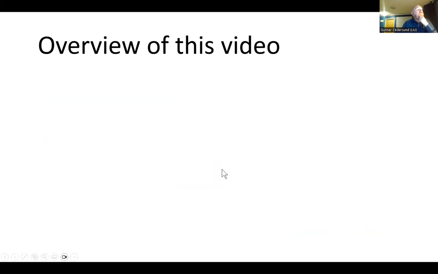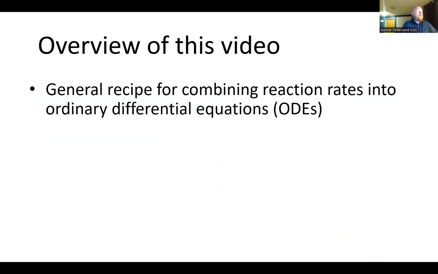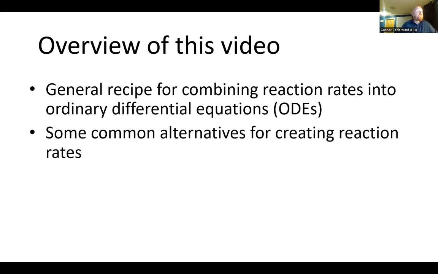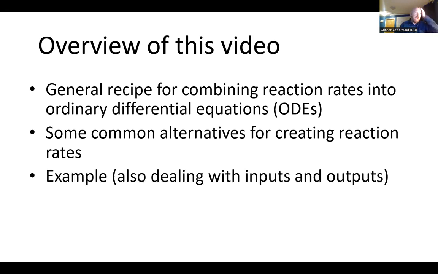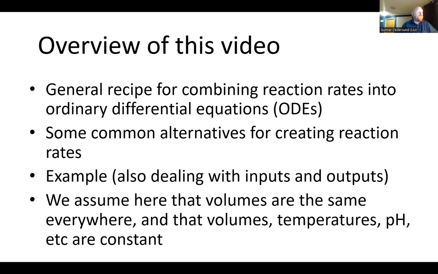In this video, we will try to find an intuitive reasoning for a general recipe for combining reaction rates, how quickly a reaction goes, into the full ordinary differential equations, the ODEs. Then we will also look at some common alternatives for creating the actual reaction rates. That will end up in an example where we also deal with inputs and outputs, and show a little bit how this can be done in practice.